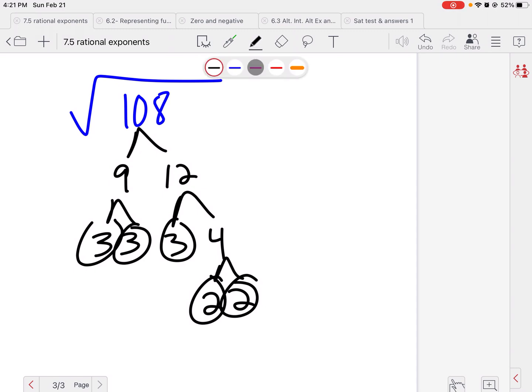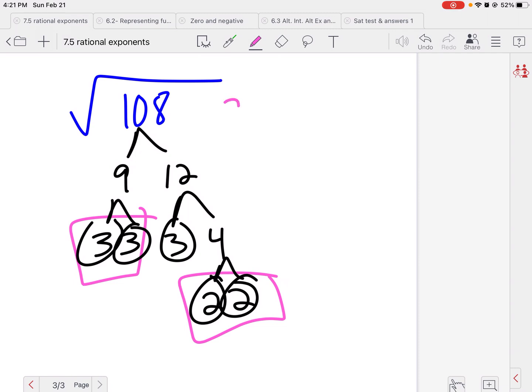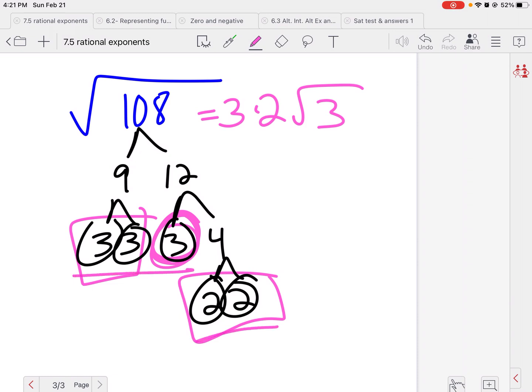Okay, and I'm looking for sets of 2. Well, I have 2 3's and I have 2 2's. So I'm going to pull 1 3 out and 1 2 out, and then there's 1 leftover 3 here. Okay, again, we're only looking at the ones we circled. We ignore the 4, 9, and 12 because we've already broken it down. I just multiply what's on the outside. So 3 times 2 is 6. So this would be 6 square root of 3. Okay, so if you pull out more than one number, just multiply it all together. If more than one number stays in, multiply them together.